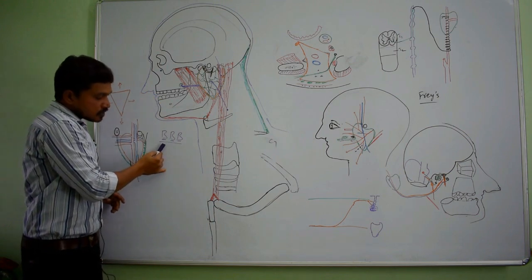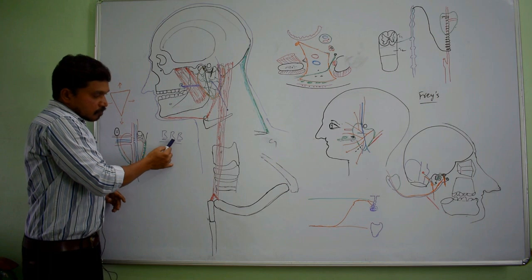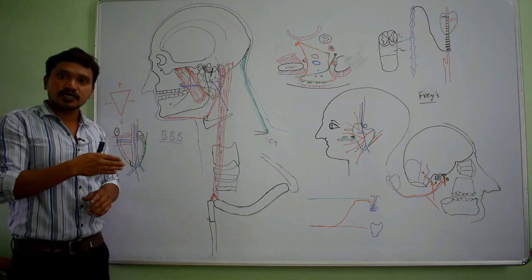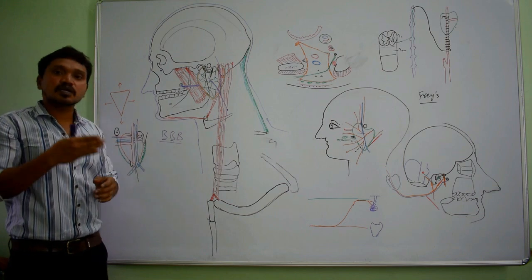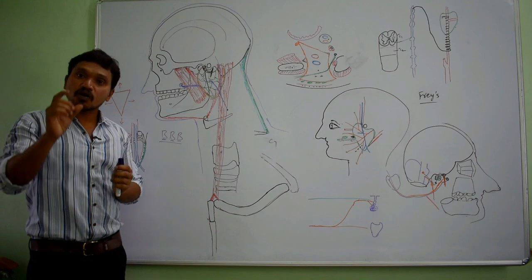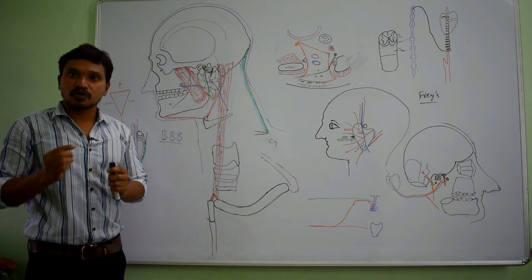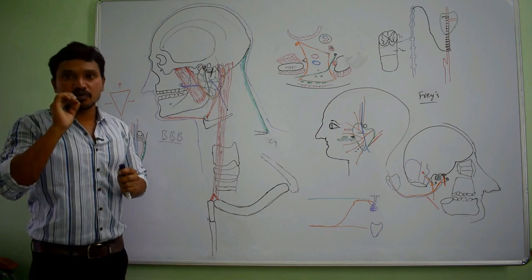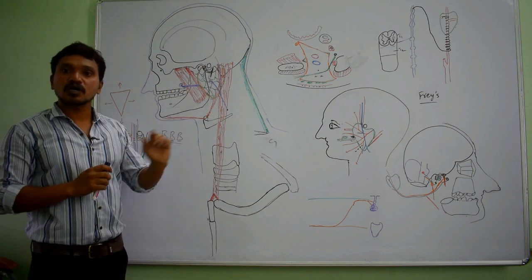What are these 3 B's? Buccal pad of fat, buccinator muscle, buccopharyngeal fascia. After that, it runs obliquely in between the buccinator muscle and the mucous membrane. Then, when it reaches the level of the crown of the upper second molar tooth, it pierces the mucous membrane and opens into the vestibule of the mouth. Right? So, this is about the parotid duct.